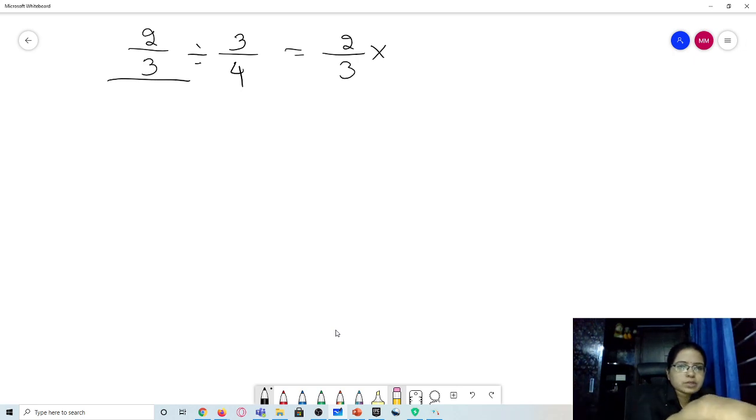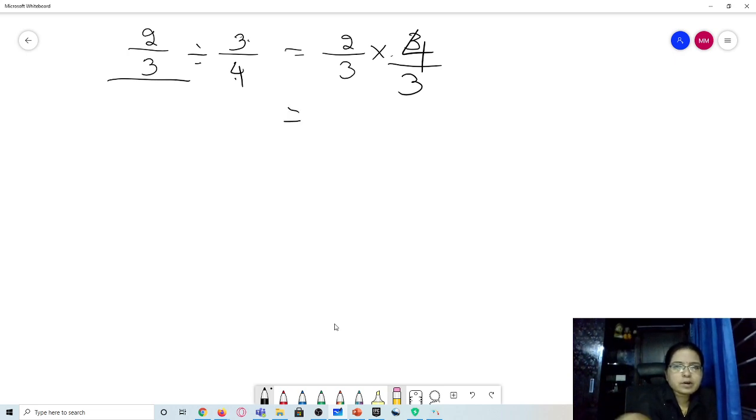The reciprocal of the fraction 3 divided by 4 is to reverse the numerator with the denominator and the denominator with the numerator. We have to change the denominator with the numerator. The reciprocal of 3 divided by 4 is 4 divided by 3.